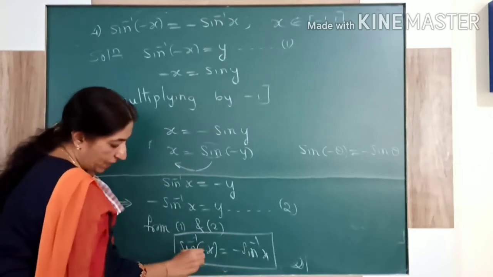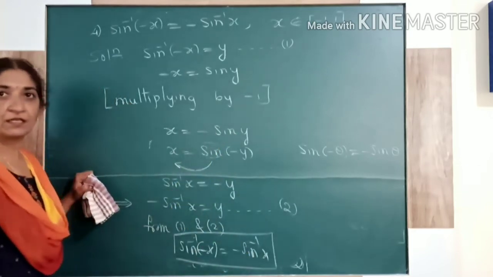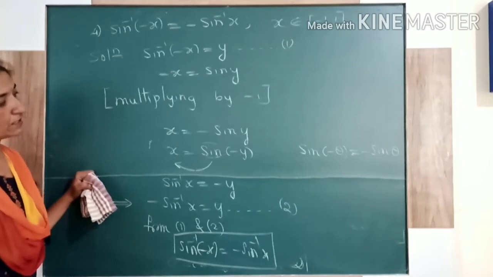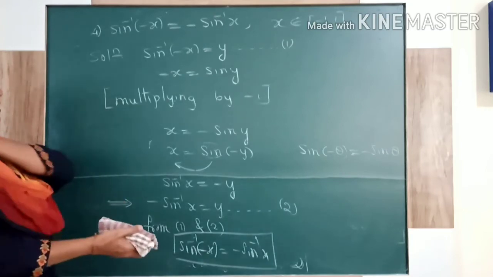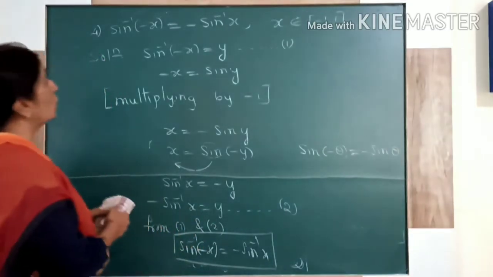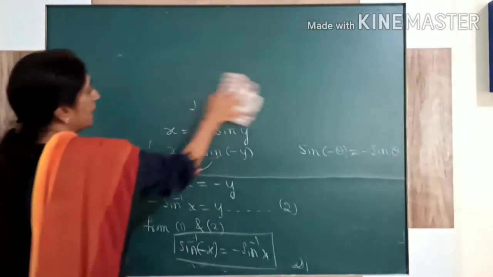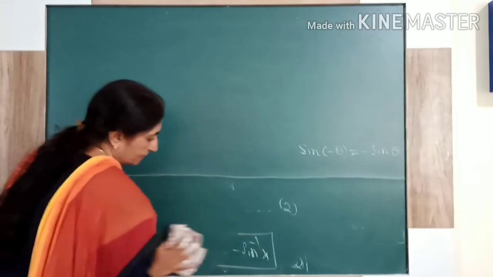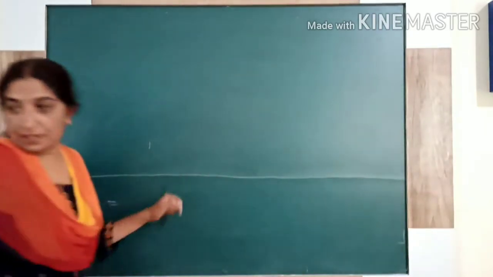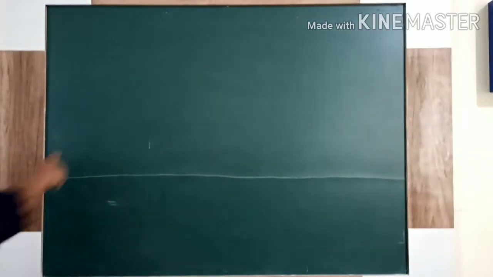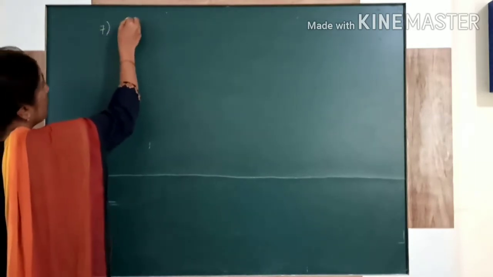Sin inverse of minus x is equal to minus sin inverse x. I think it is very clear. So with the help of this, similarly try the remaining two similarities. Now I am giving the next 3 sets. The next 3 sets will start with the 7th one.